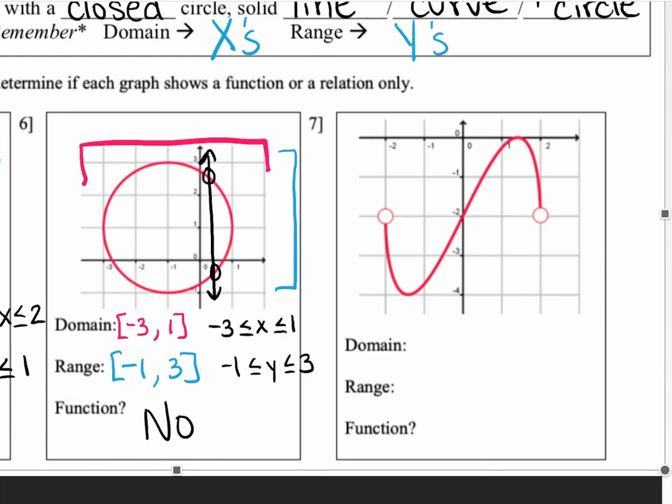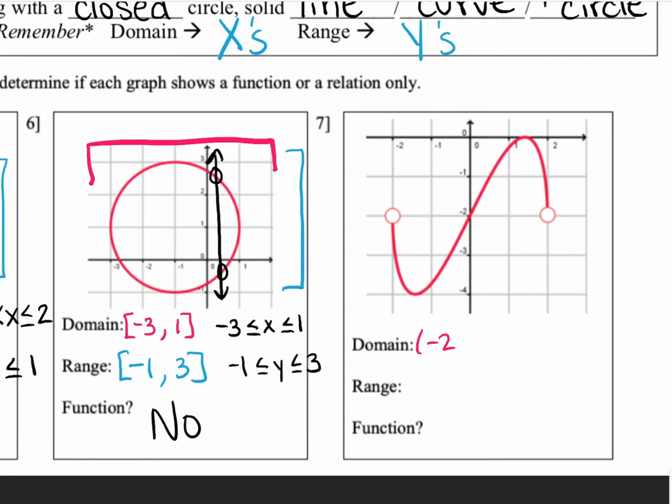Number 7, we have an example here. Again, domain is our x values. So if we look all the way to the left, we have a negative 2. All the way to the right, we have a positive 2. Since they're both open circles, then we have parentheses. In inequality notation, we have negative 2 is less than x, which is less than positive 2.